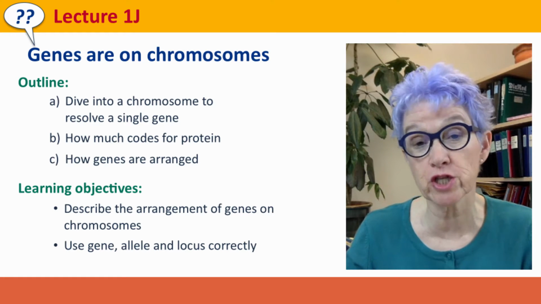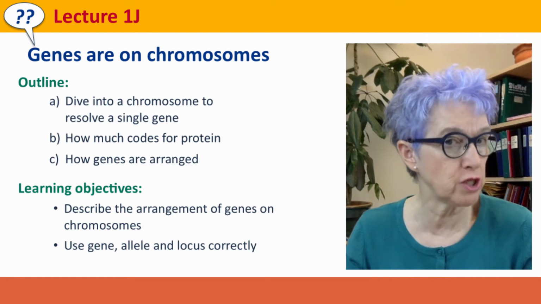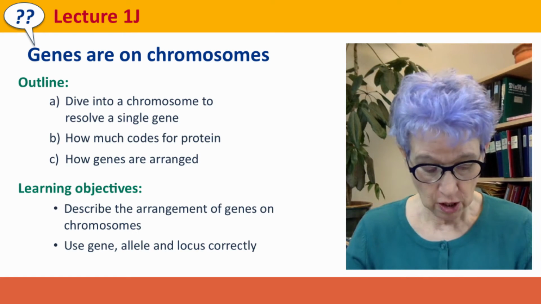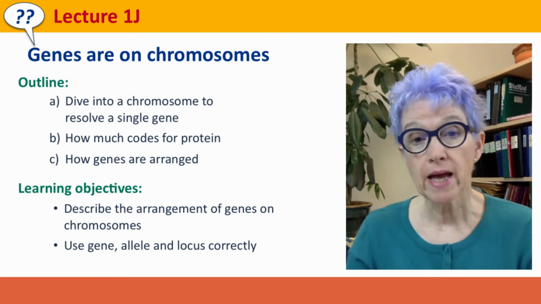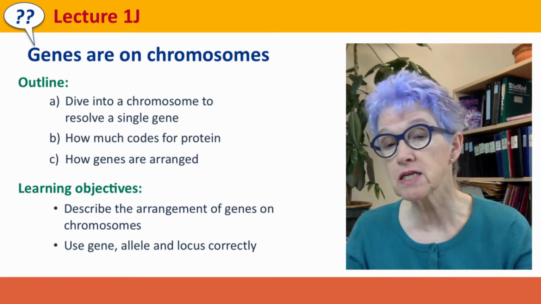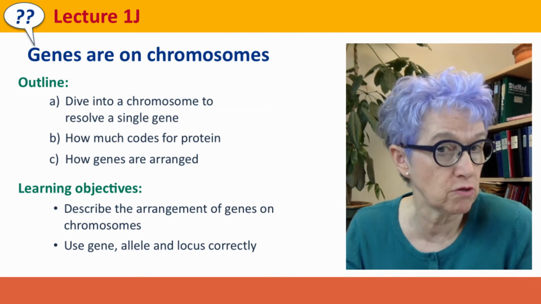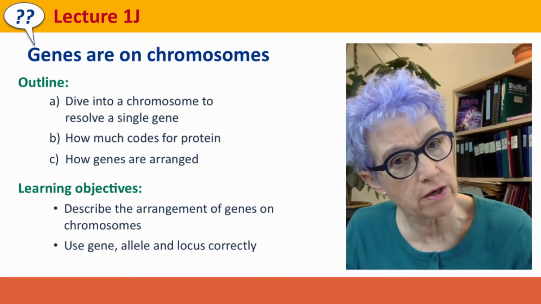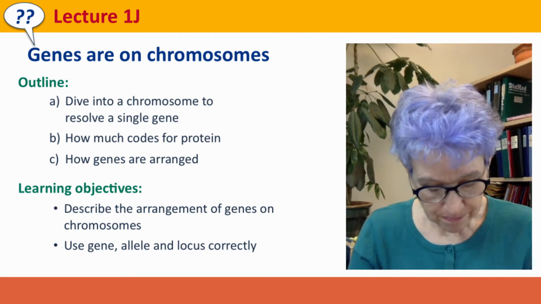This is Lecture 1J, where we're going to continue our discussion of chromosomes to think about how the genes are arranged on the chromosomes. So what we're going to do is dive into a chromosome and zoom in until we can resolve a single gene and get a sense of what the gene looks like at a chromosome scale, how much of the gene codes for a protein. And then we'll zoom in on a different gene to see how genes are arranged on the chromosomes.